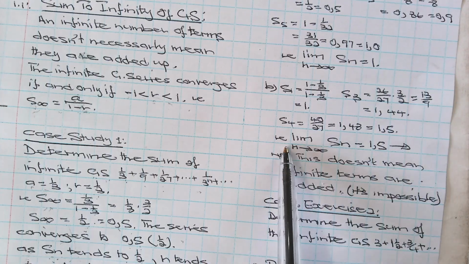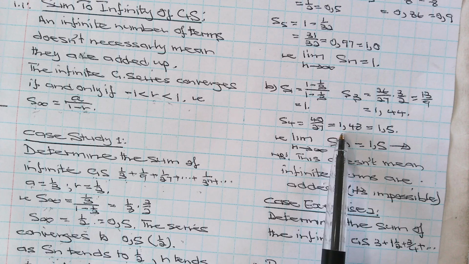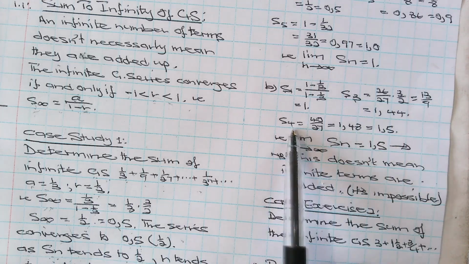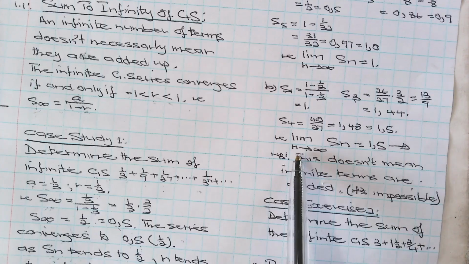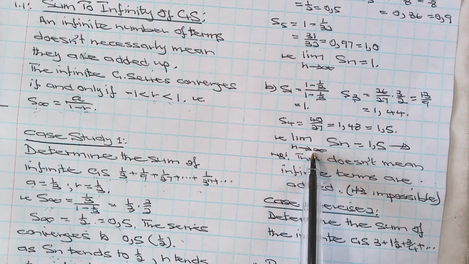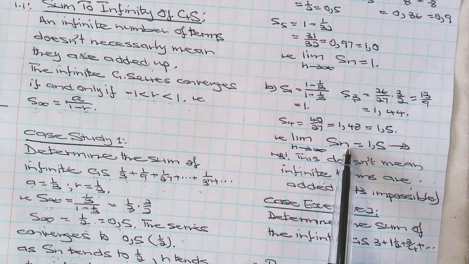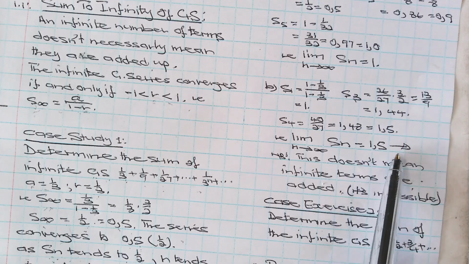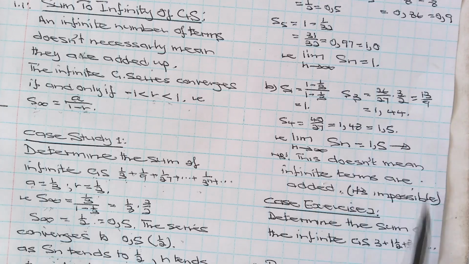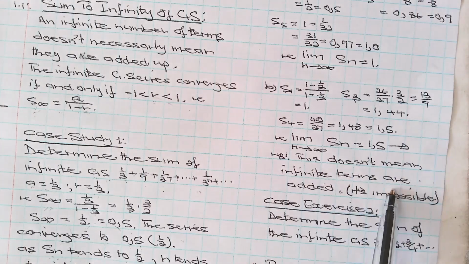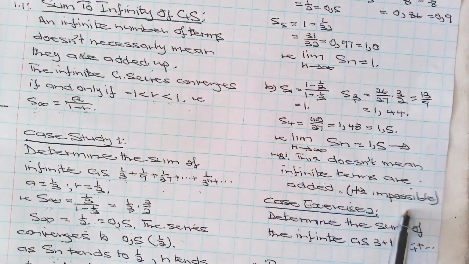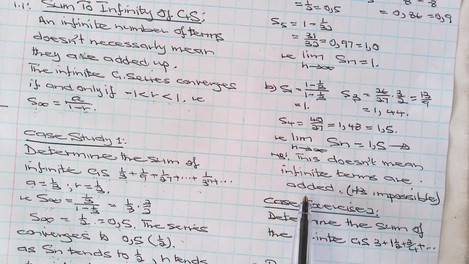Then it gives us 0.148, the sum of 4. Then it means it's 0.15. Therefore, the limit, as the number of terms tends to infinity, the sum of the number of terms is 1.5. Remember, this doesn't mean infinite terms are added. It's impossible. There are infinitely many, especially when they are not restricted.